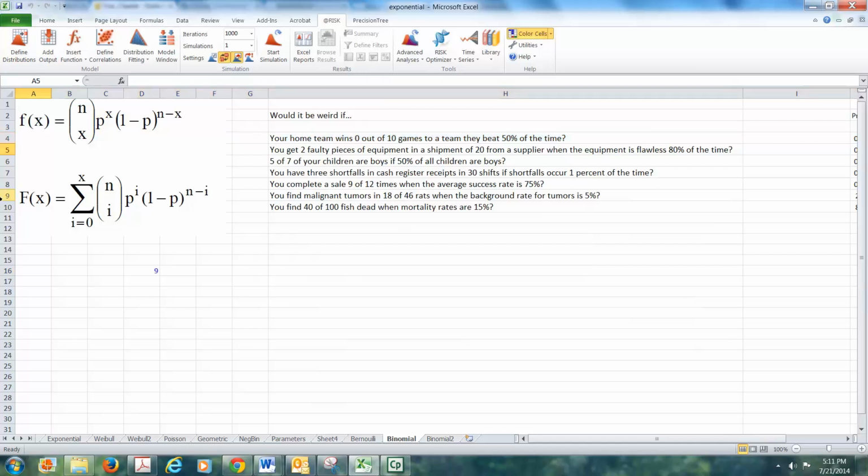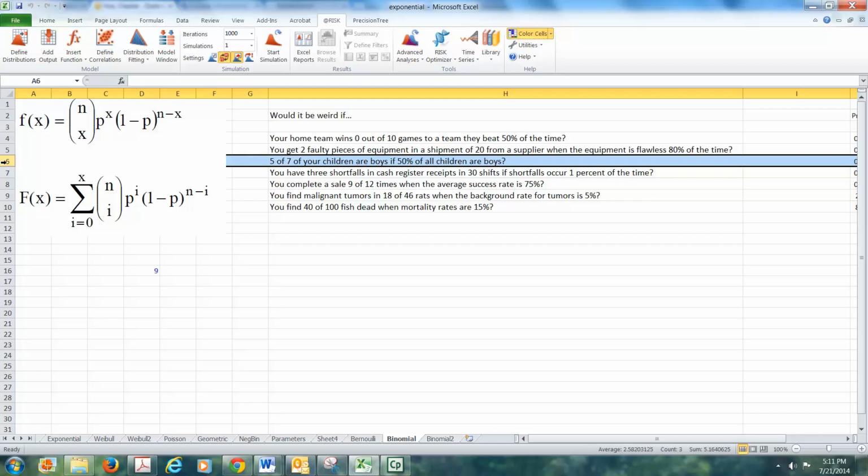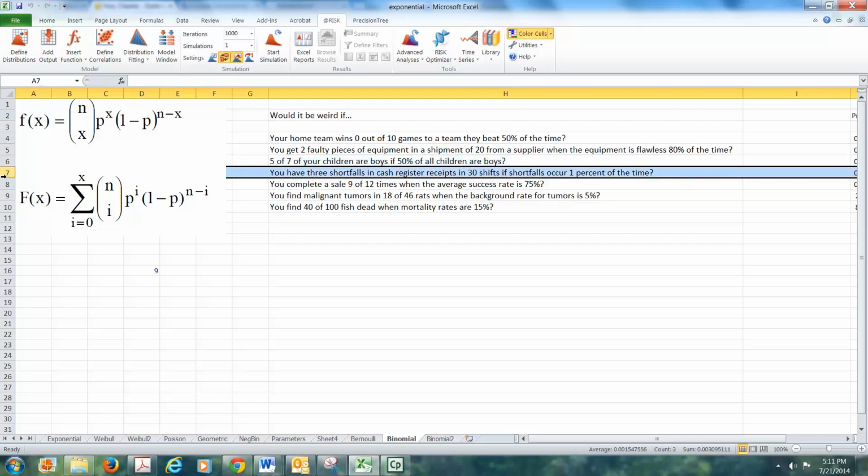Or how about this? You get 2 faulty pieces of equipment in a shipment of 20 pieces of equipment from a supplier where the equipment is flawless 80% of the time, or where it is flawed 20% of the time. 5 of 7 of your children are boys. Is that strange if 50% of all children are boys? Would it be weird if you have 3 shortfalls in your cash register receipts in 30 shifts, if shortfalls normally occur 1% of the time?